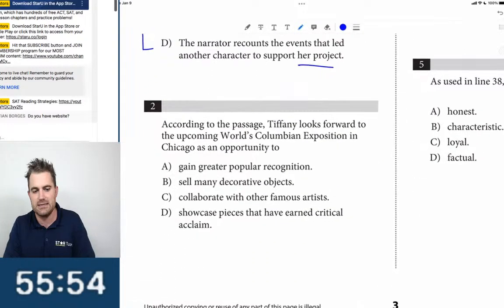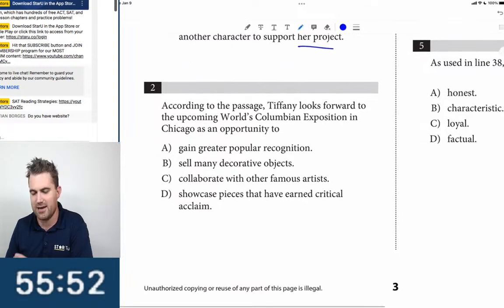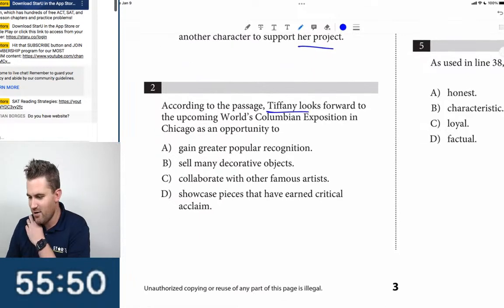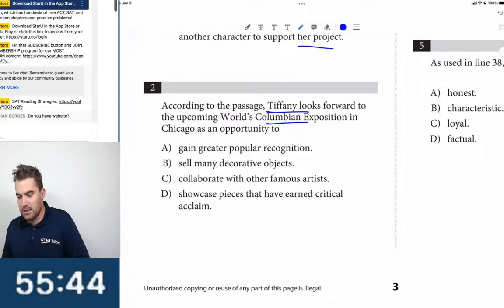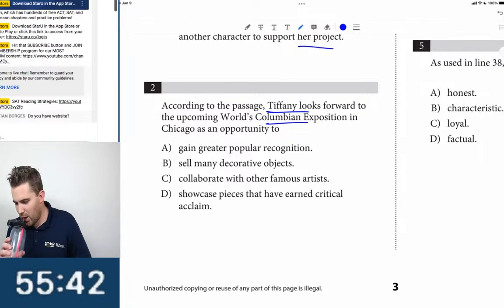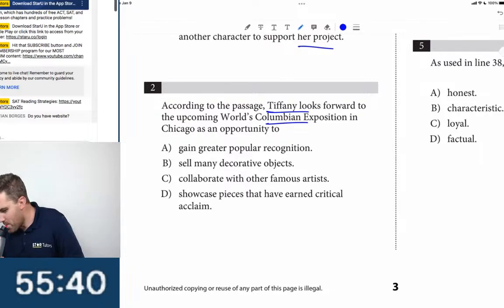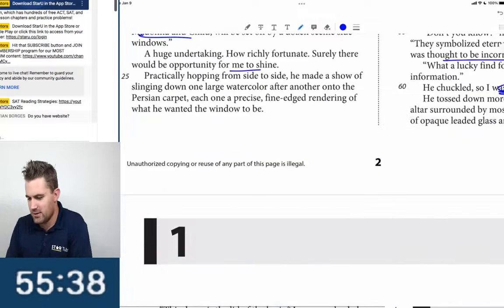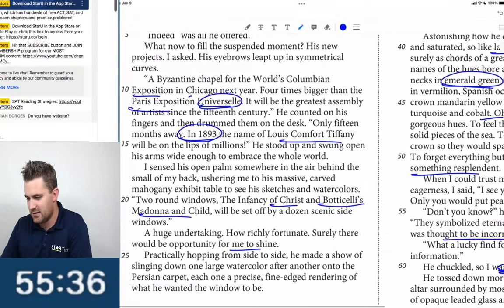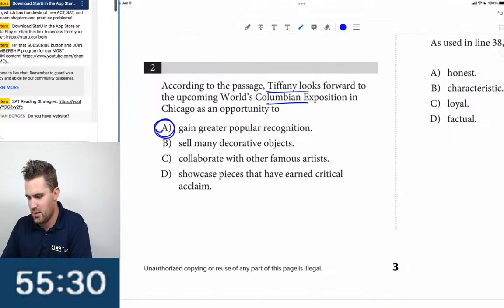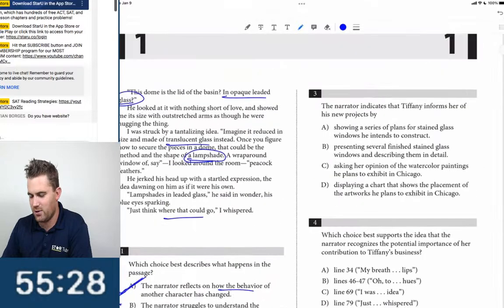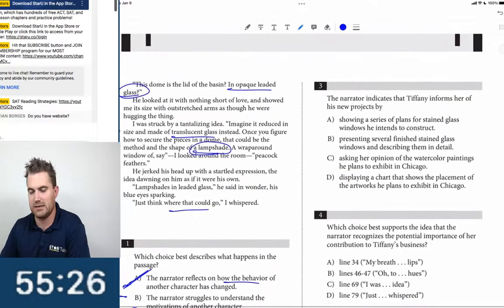Sorry, I'm just checking the time, making sure that I'm not talking too much. According to the passage, Tiffany looks forward to the upcoming World's Columbian Exposition to share an opportunity to, I think, gain more popular recognition, right? Or collaborate with other famous artists. I think it's A, because didn't Tiffany mention that? In the name of the Chicago Exposition. I think it's definitely A, because he said 1893 or whatever, and we circled that. I like to circle dates because those seem to come up. Thumbs up if you also do that.